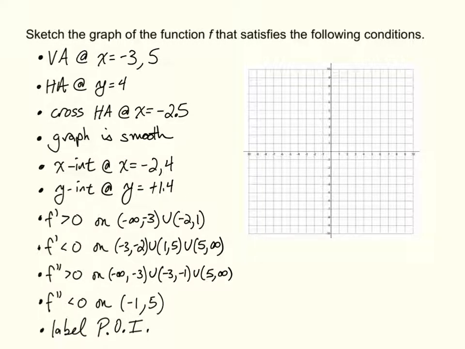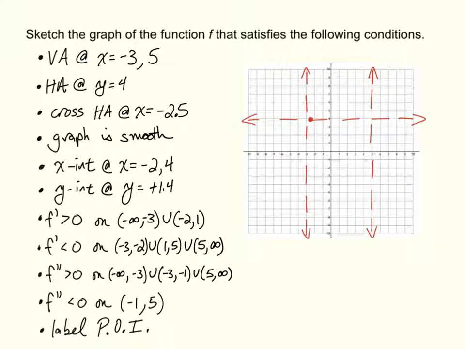So the first thing I see is that the vertical asymptotes happen at x equals negative 3 and x equals positive 5. So I'm going to put the vertical asymptotes in at negative 3 and positive 5. The next attribute I see is that the horizontal asymptote is y equals 4. So I'm going to put a horizontal asymptote in there. The horizontal asymptote gets crossed at x equals negative 2.5. That point is right here on the graph, negative 2.5 comma 4.